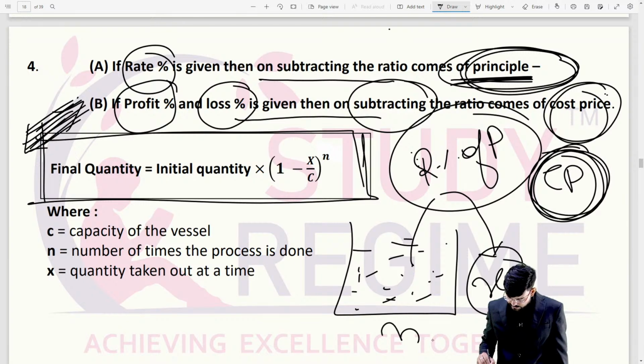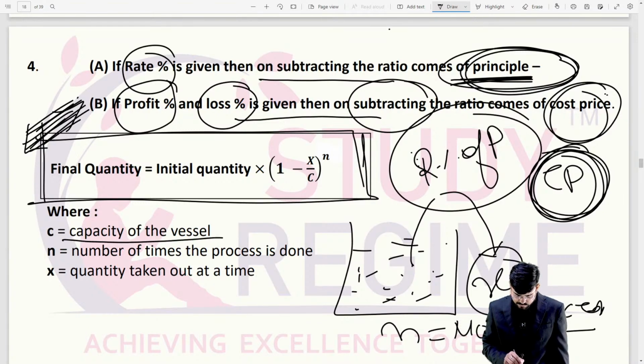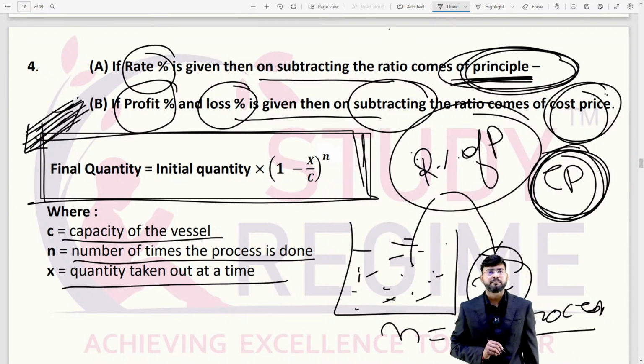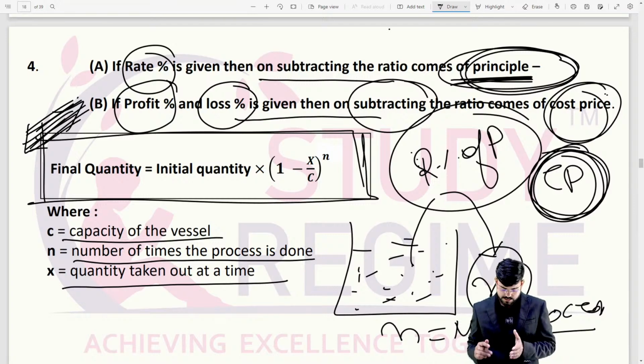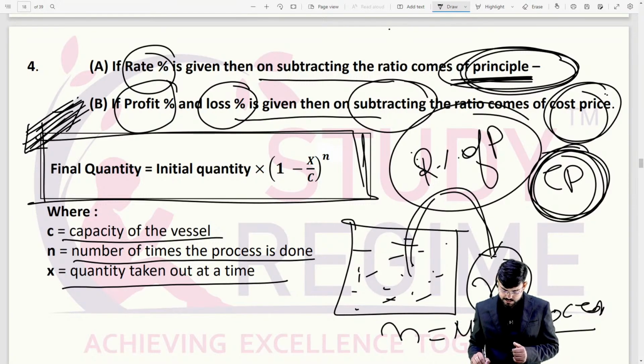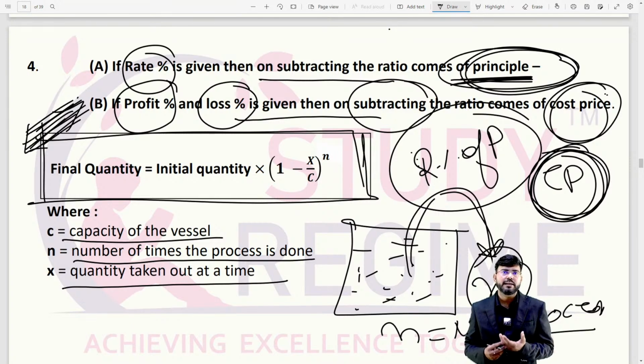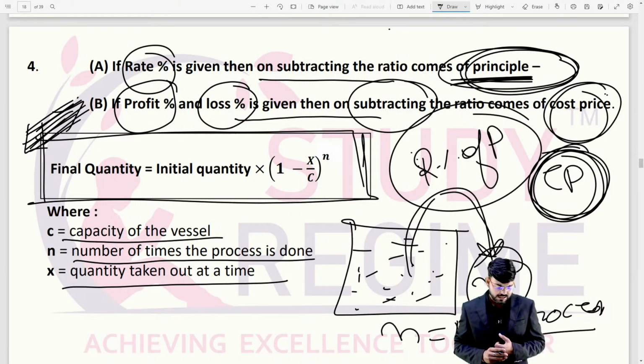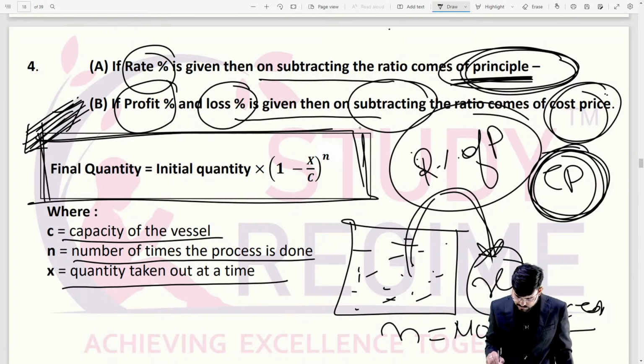C is the capacity of the container, N is the number of times the process is done, and X is the quantity taken out at a time. So suppose the beaker was full and you have taken some quantity and done this procedure 2 times, 3 times, 4 times, 5 times. Then you can directly answer these questions. The questions are very easy, so with the help of the formula you can solve them. I will give you one question later on.